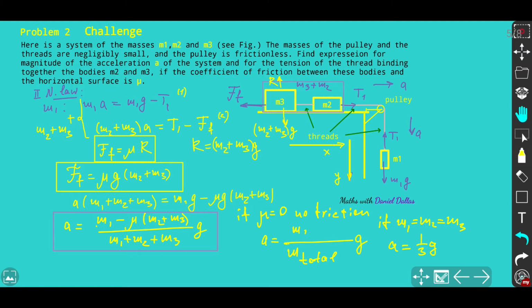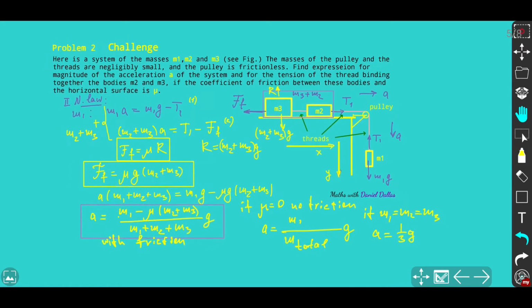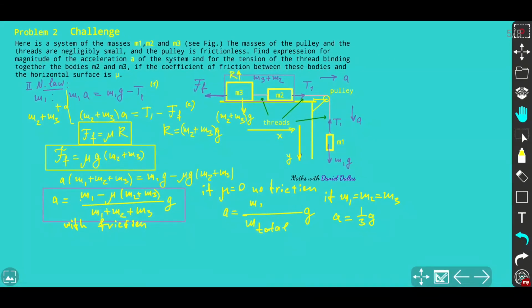What if we assume that there is no friction in the system, not only in the pulley, but in the whole system, versus with friction? This formula is given with friction. Okay, and what's left is to express the tension force, but where? Find the expression for the tension of the thread binding together bodies M2 and M3.